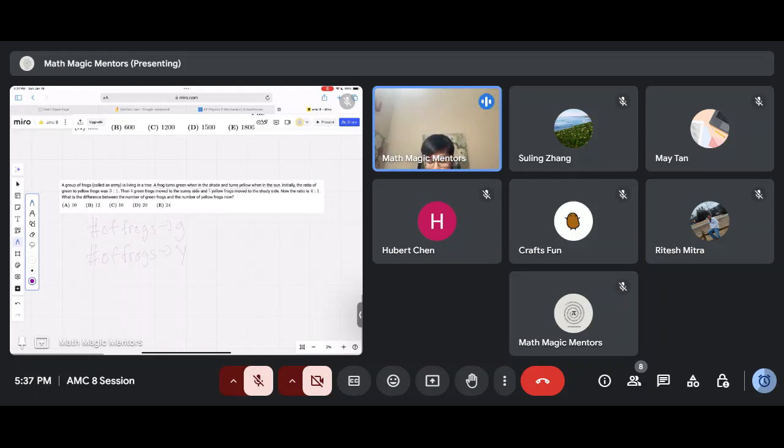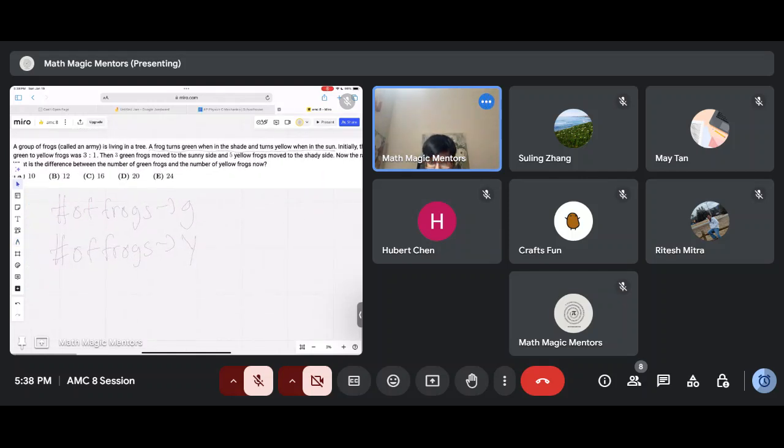Notice that I didn't use shade and sun because they both start with S, but you could have defined it either way you want. Just to make it easier for myself to remember, and for you guys as well, you should always label your variables with the information that's given in the problem, and with variables that are going to help you remember what they actually stand for. So here a frog turns green when in the shade, so I label my variable G because it's easy to remember.